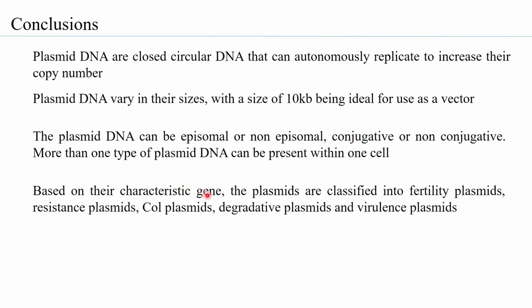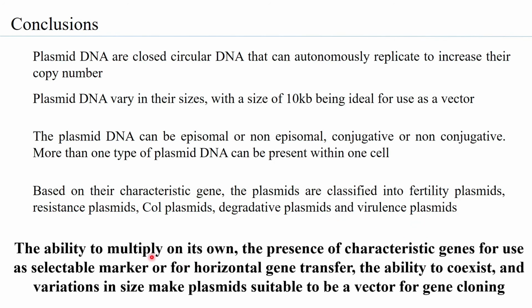Based on their characteristic gene, the plasmids are classified into fertility plasmids, resistance plasmids, col plasmids, degradative plasmids, and virulence plasmids. Thus, the ability to multiply on its own, the presence of characteristic genes for use as selectable marker or for horizontal gene transfer, the ability to coexist, and variations in size make plasmids suitable to be a vector for gene cloning.